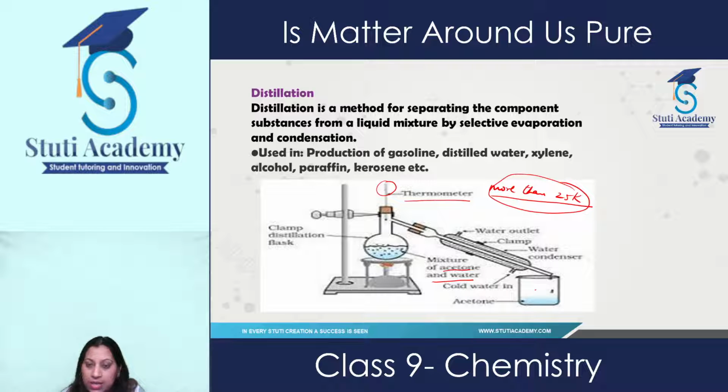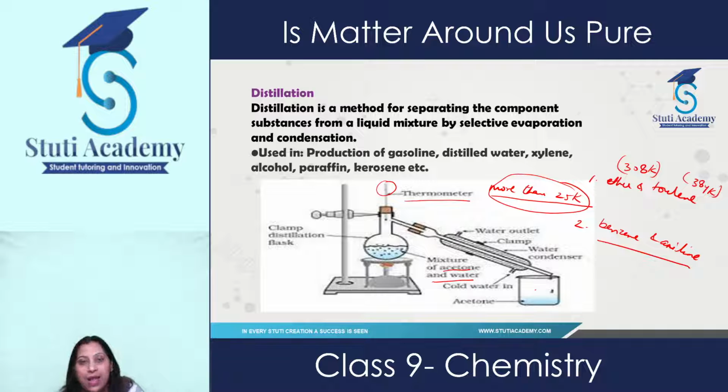And apart from this, a mixture of ether and toluene can also be separated, because their boiling points are 300 K and 384 K. And second, you can use benzene and aniline. We can also separate benzene and aniline by using this distillation method.